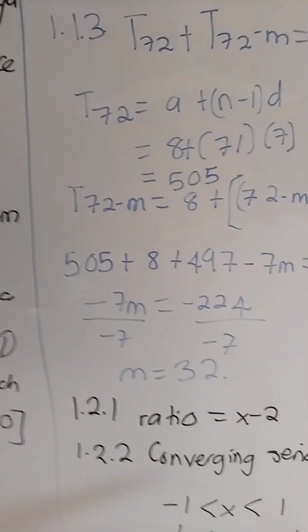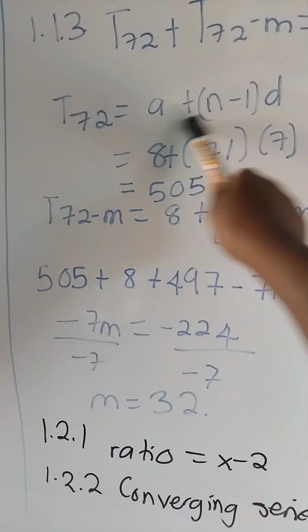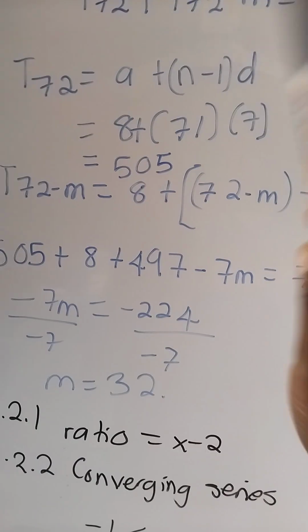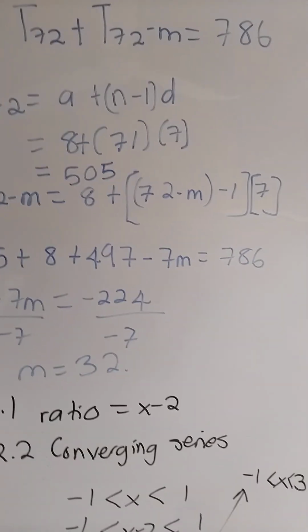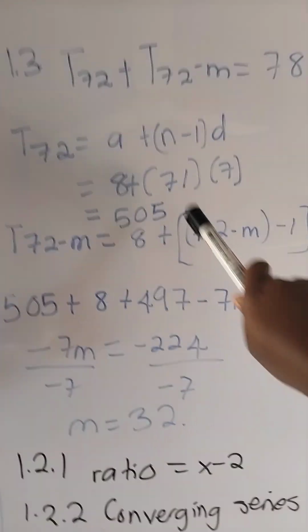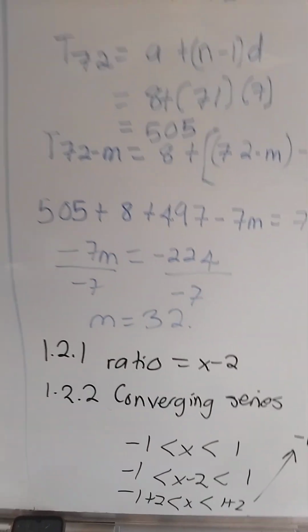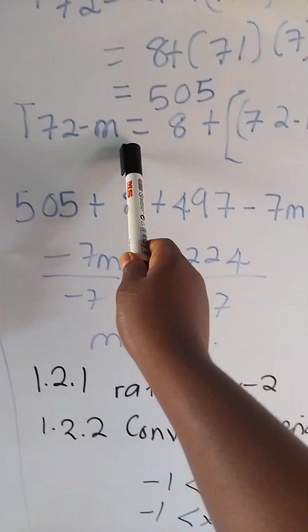And then what is T(72)? We are going to substitute n as 72, like I did there. So if we substitute our n as 72, it's going to be 72 minus 1, which gives us 71, and then you multiply it by 7, which gives us 505. So now that it has given us 505, what is T(72 minus m)?